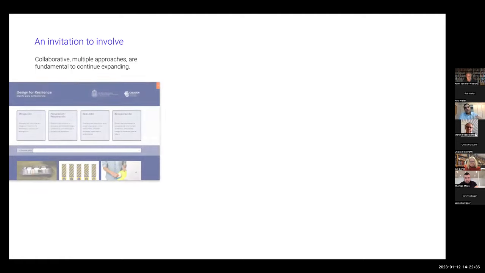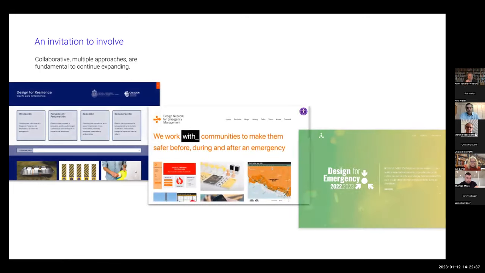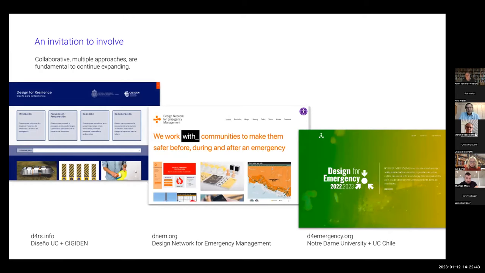So finishing, this is an invitation to you to get involved. This is, in a sense, a collaborative project. We can explore multiple approaches. For example, we have cataloged the projects of the School of Design here in Santiago on this site called Design for Resilience. I am also part of the Design Network for Emergency Management.